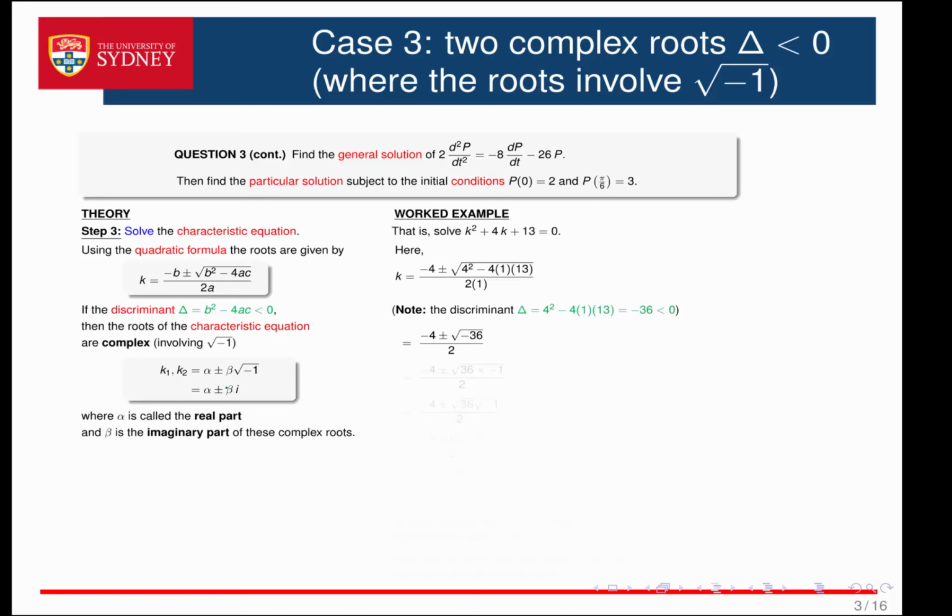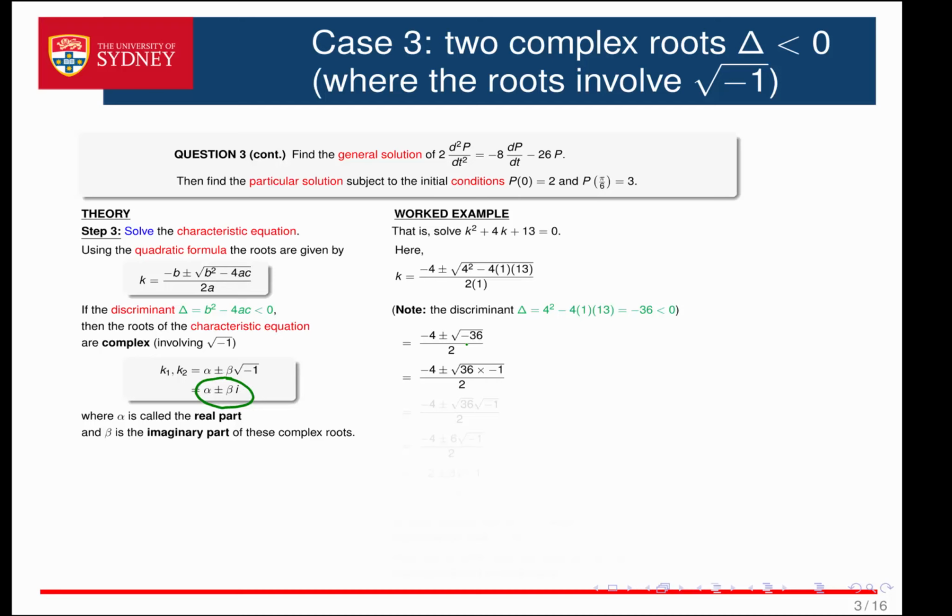For our example, the discriminant is 4 squared minus 4 times 1 times 13, which is equal to negative 36. So here, because the discriminant is negative, we get two complex roots for k. Here we will carefully explain how to simplify the right-hand side to get it into the form alpha plus or minus beta times i.